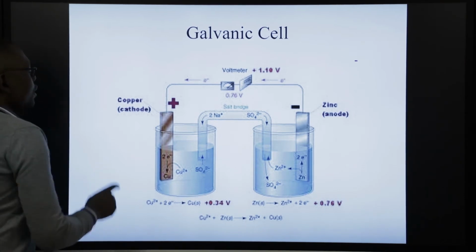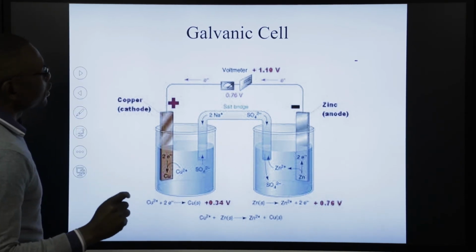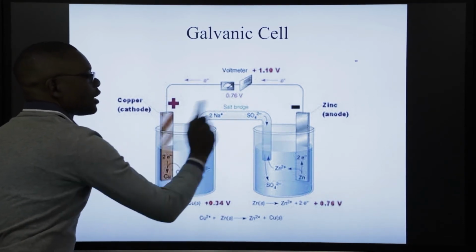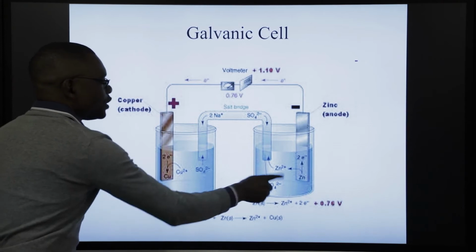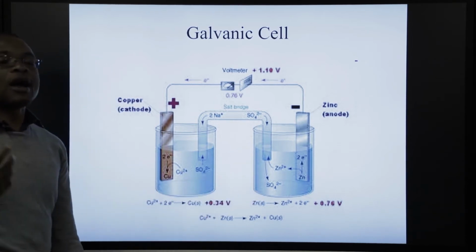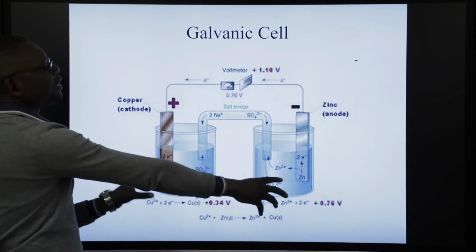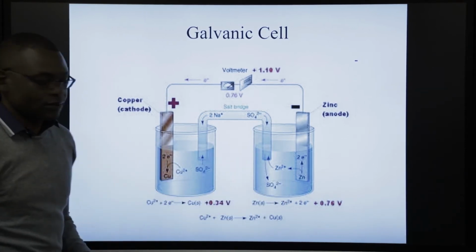So my point I'm trying to drive home here is that, look, with a galvanic cell, the electrodes are not the same. The ions in the solution are not the same. And the setups are done in different vessels.